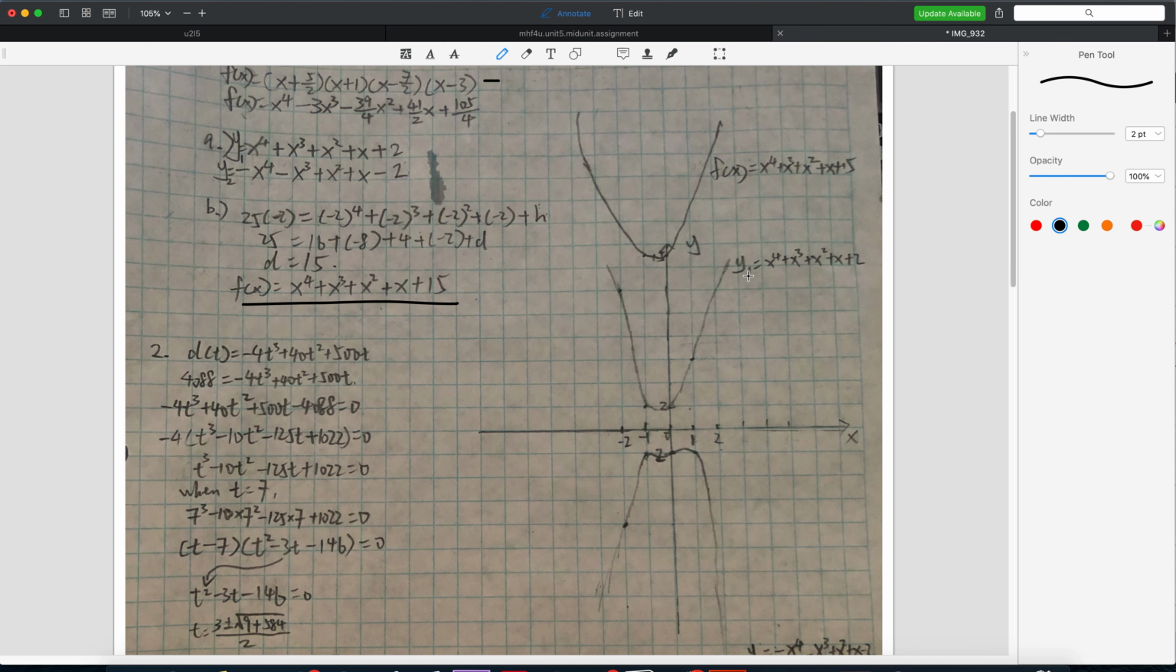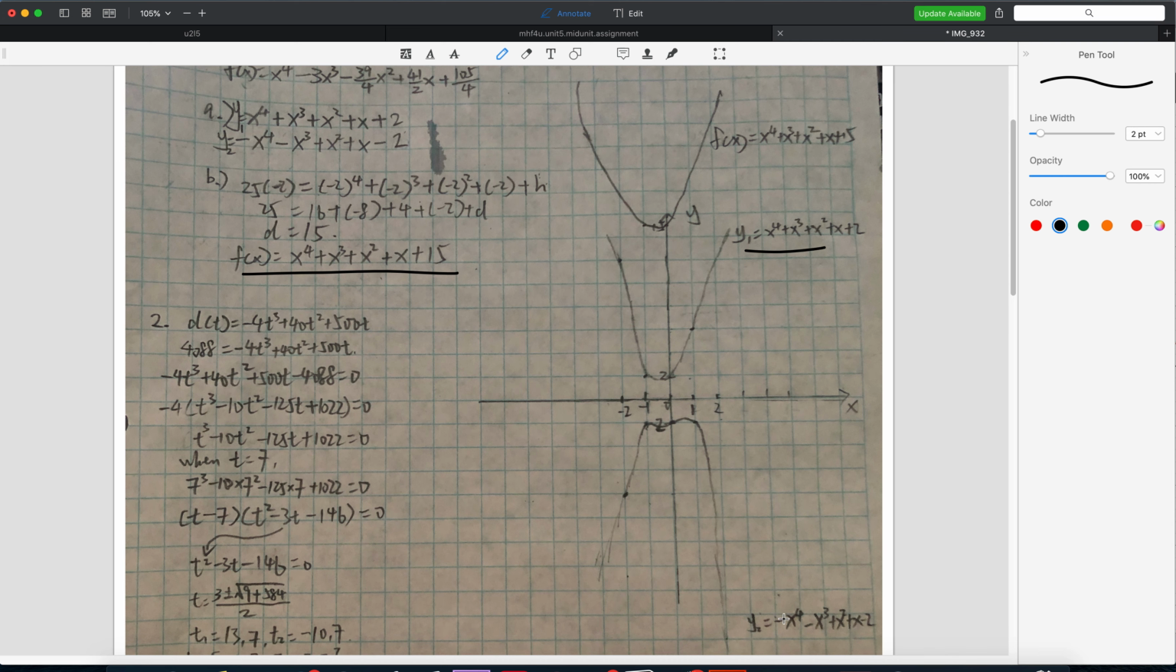That's two equations of question A, and that's my equation of question B. As you can see, it's the same equation, except the D value is different. So the D means the vertical translation. So this equation which has a bigger D value moves up above the other equation.